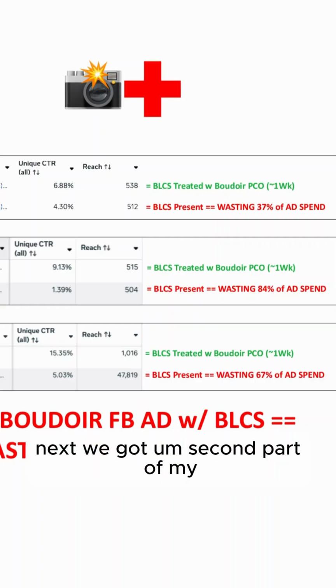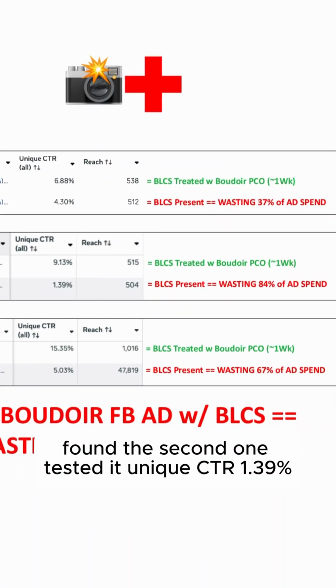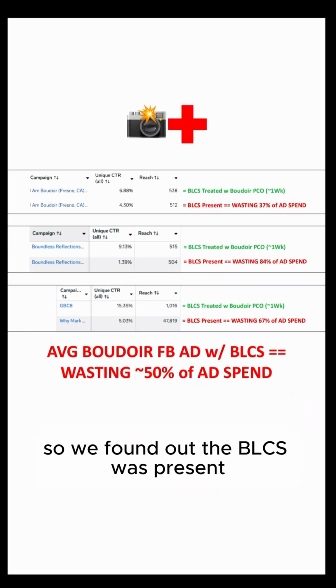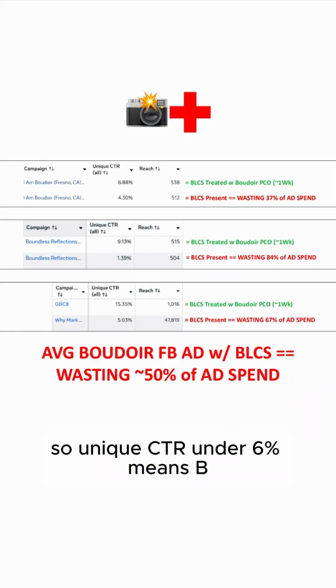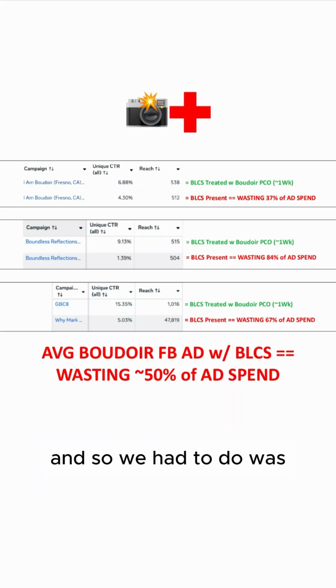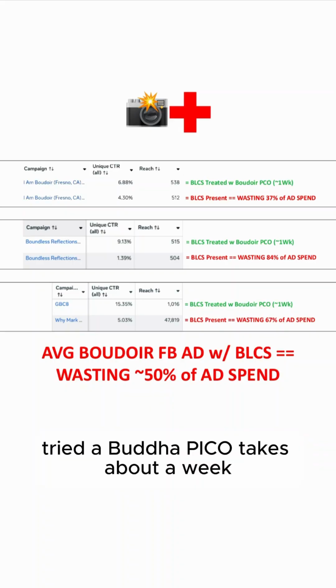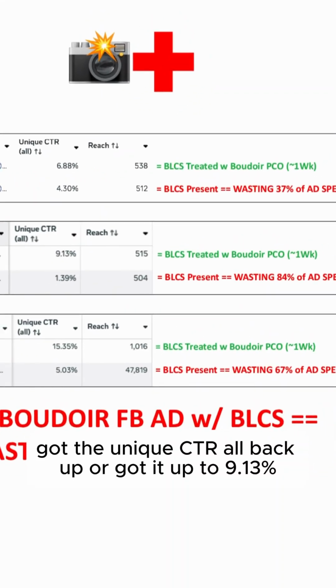Next, the second part of my residency. I found the second one, tested it, unique CTR 1.39%. So we found out the BLCS was present. Unique CTR under 6% means BLCS is present, Boudoir low click syndrome. And so what we had to do was treat it with Boudoir Pico, takes about a week, and we got the unique CTR up to 9.13%.